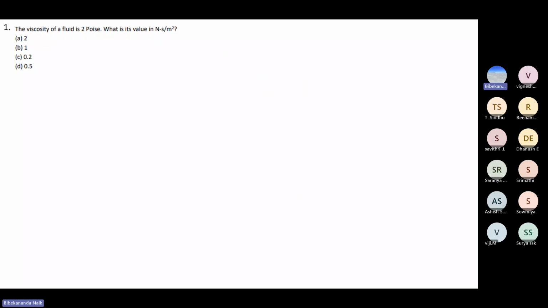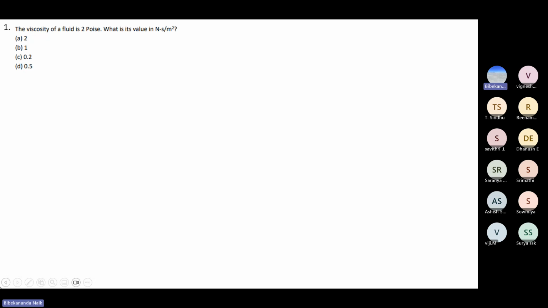During the past week, we discussed the experiment determination of coefficient of viscosity of a liquid. So we will continue our discussion. We will solve a few problems related to the viscosity of liquid. Now the first problem is: the viscosity of a fluid is 2 poise. What is its value in Newton second per meter square?